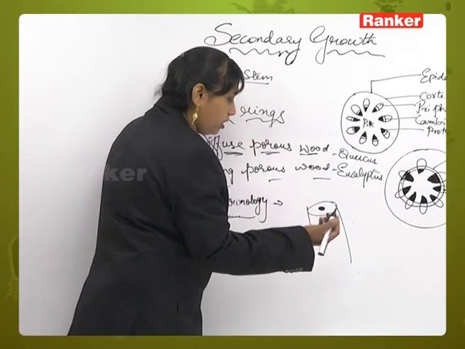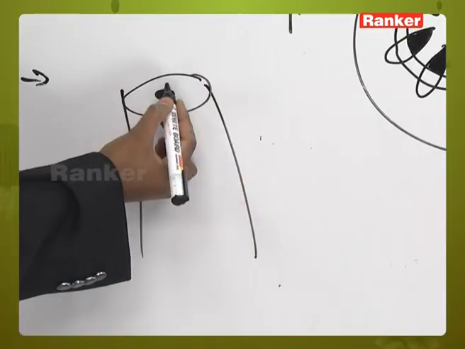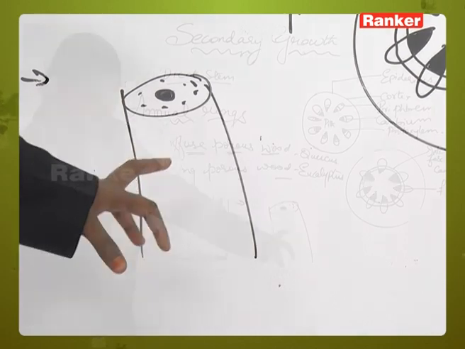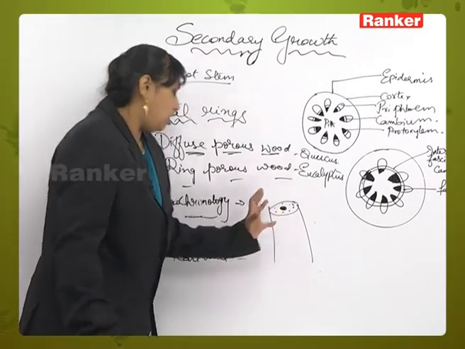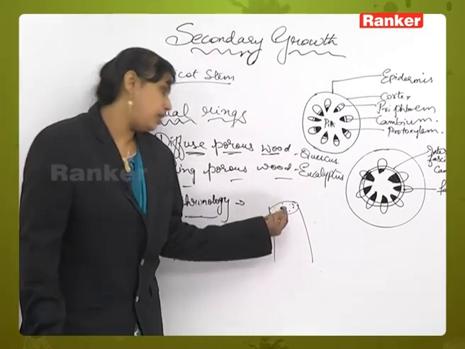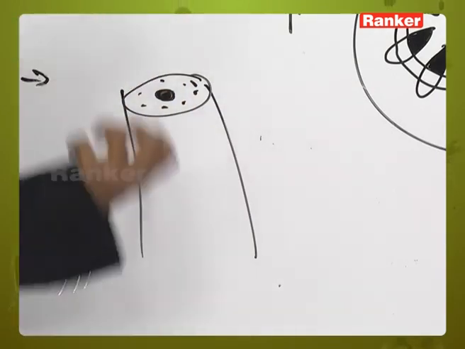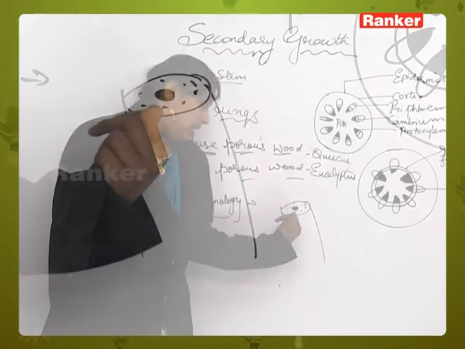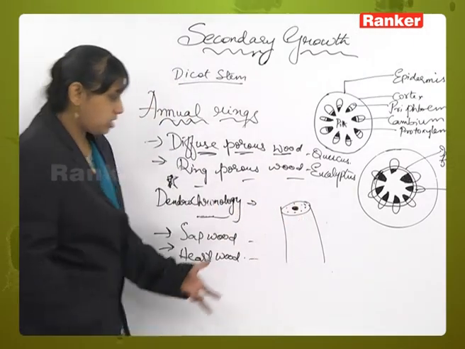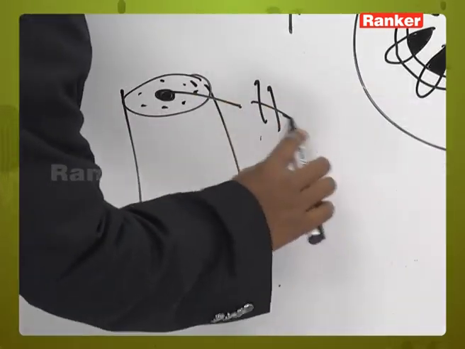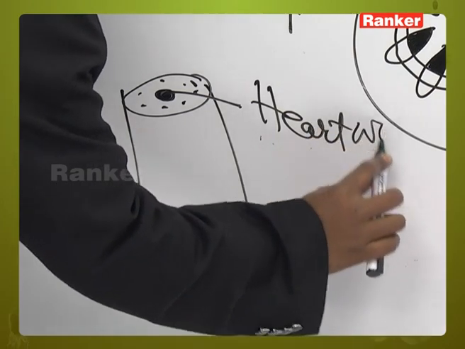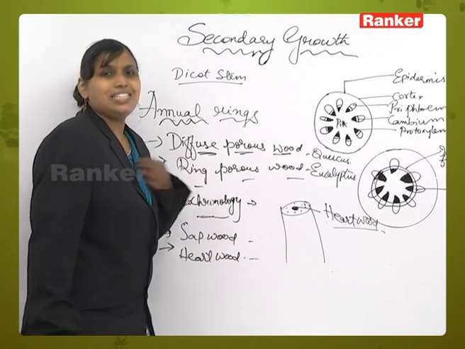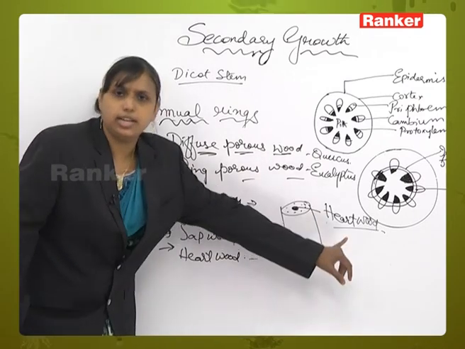After a few years, because of the continuous growth, the early formed wood will come towards the center and the remaining will be the newly formed wood. Because of this continuity, the early formed wood will become darker and immature, it will become inactive and it will become dead. This type of wood is called heartwood. Because it is in the center, it is called heartwood.